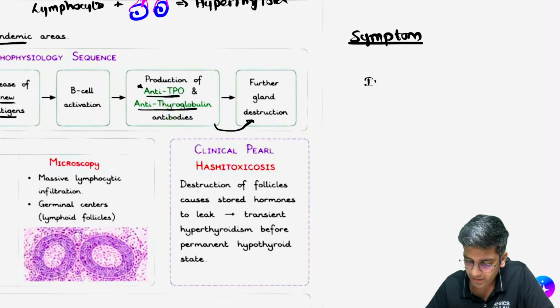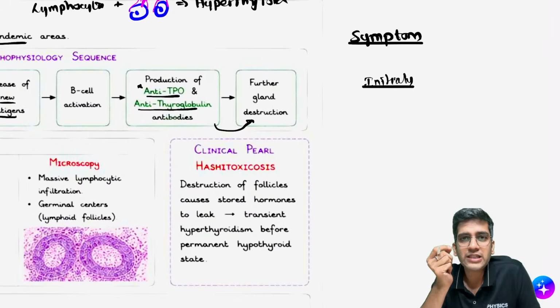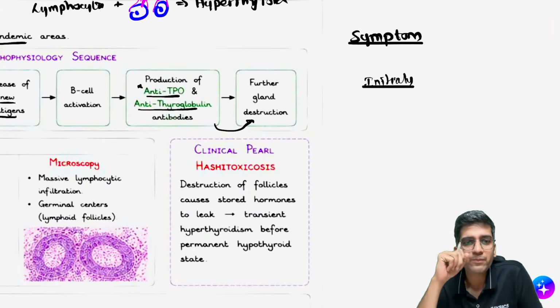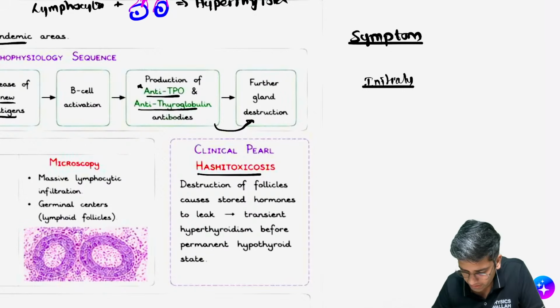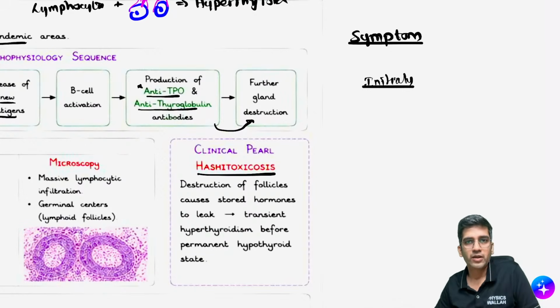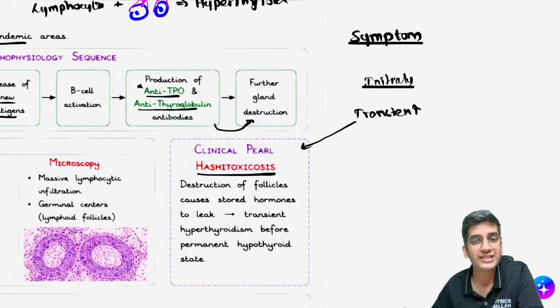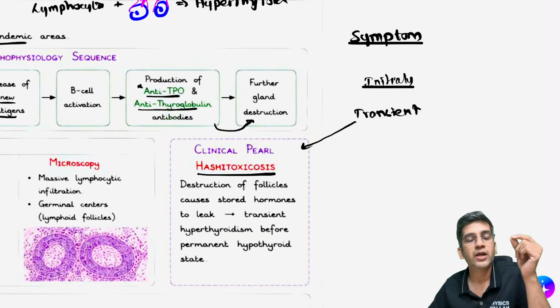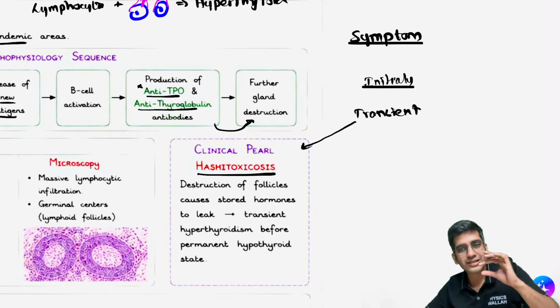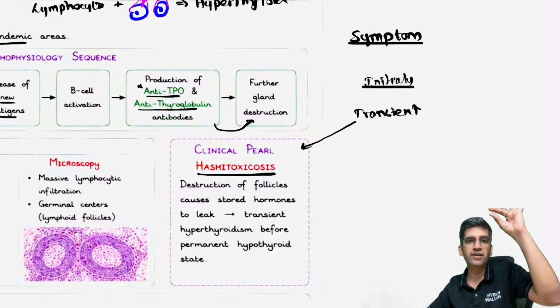Initially, I'll have a very transient hyperthyroid state. Can anyone give the name? It's actually written there also. Initially, I have something called hashitoxicosis. We'll have a very transient state of hyperthyroidism. The reason why, this can be a reasoning why question as well: when the thyroid follicles are destroyed, the hormones which are there can be released into the blood circulation. So for a subtle moment, I'll have hyperthyroidism.